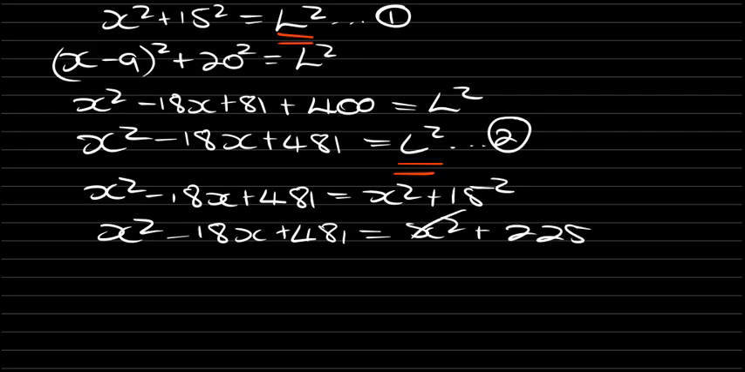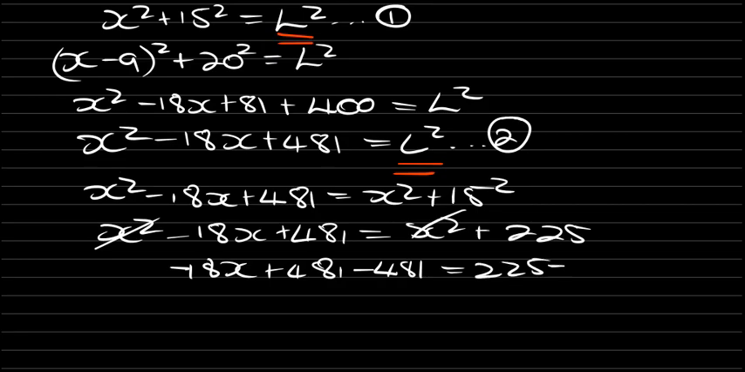Okay, so we can see that there's x squared on both sides, so we can cancel that out. That is not an issue anymore. And what we want to do is subtract 481 on both sides. So what we have is minus 18x plus 481 minus 481 equals 225 minus 481. This might seem weird, but that is generally what we do when we, in inverted commas, move numbers over to the other side. We subtract it on the one side, we subtract it on the other side.